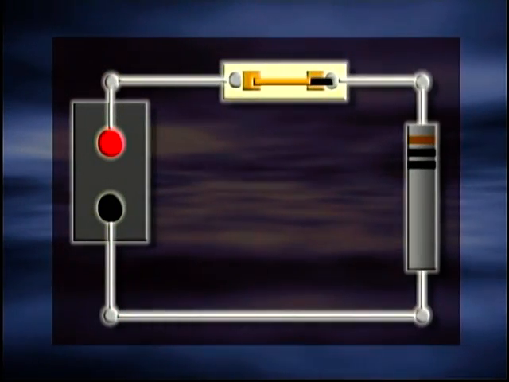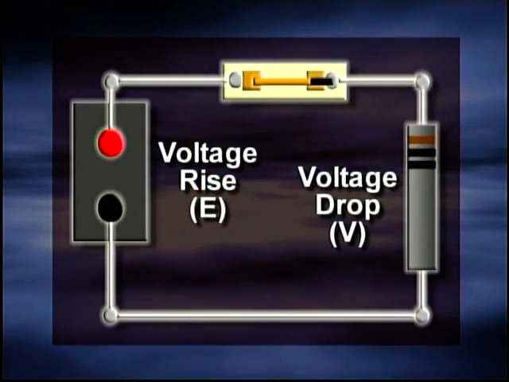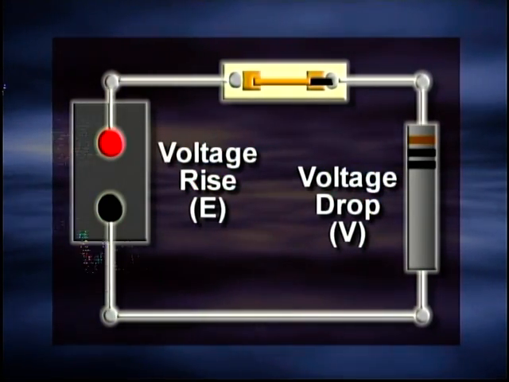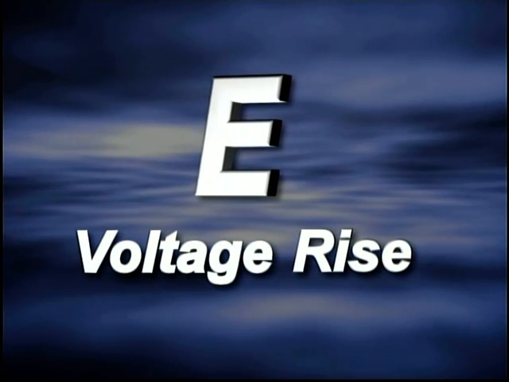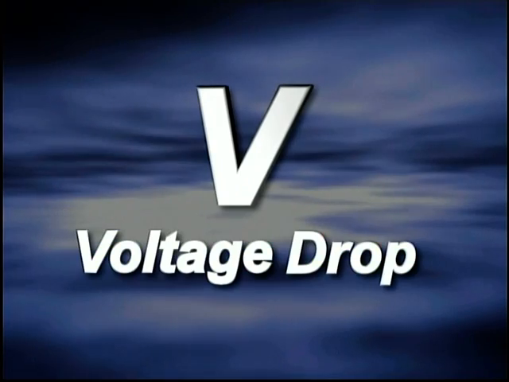circuit which causes current to flow, similar to a pump that pushes water through a pipe. A potential difference exists at only two places in a circuit, at the source, known as the voltage rise, and at the load, known as the voltage drop. The symbol E is used to identify a voltage rise. The symbol V is used to denote a voltage drop.